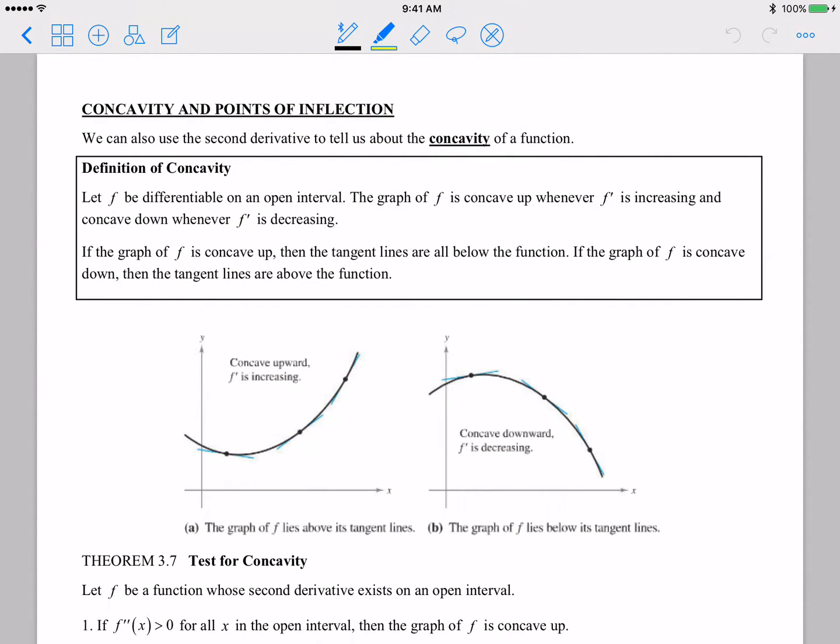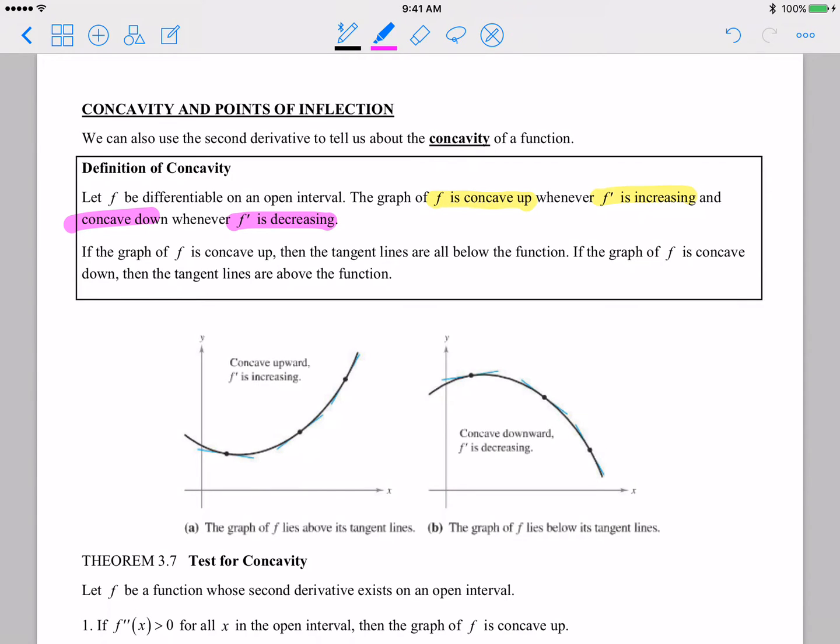It says, let f be differentiable on an open interval. The graph is concave up whenever f prime is increasing and concave down whenever f prime is decreasing. So that is the definition of concavity.